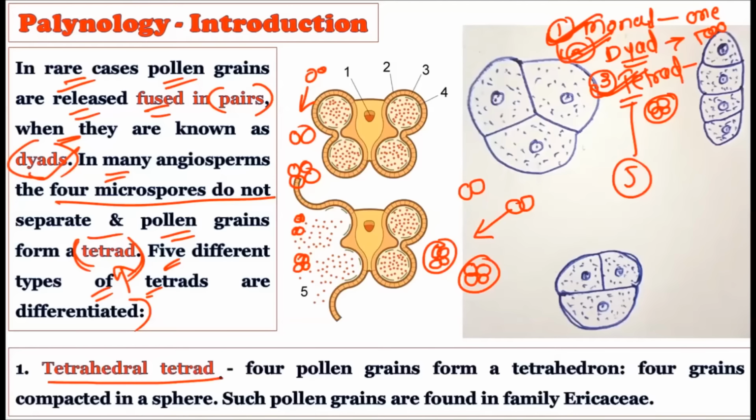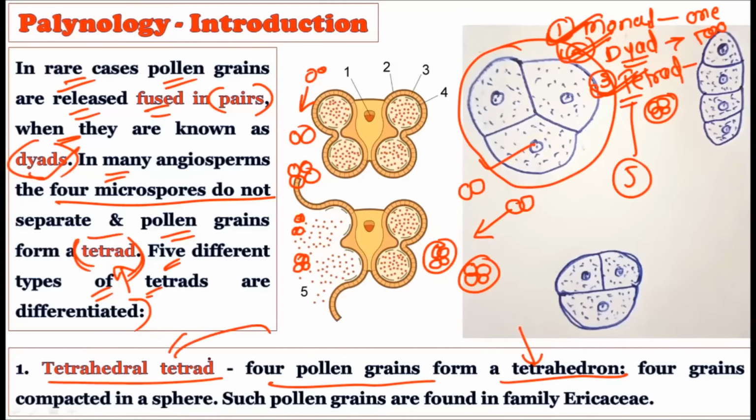First is the tetrahedral tetrad. Here in this diagram, you will see the tetrahedral tetrad. In this, the four pollen grains form a tetrahedron. If they create a tetrahedron, then in such a case it is called a tetrahedral tetrad. The four pollen grains are compacted in a sphere, and such pollen grains are found in the family Ericaceae. So examples are important. These pollen grains are found in the Ericaceae family.